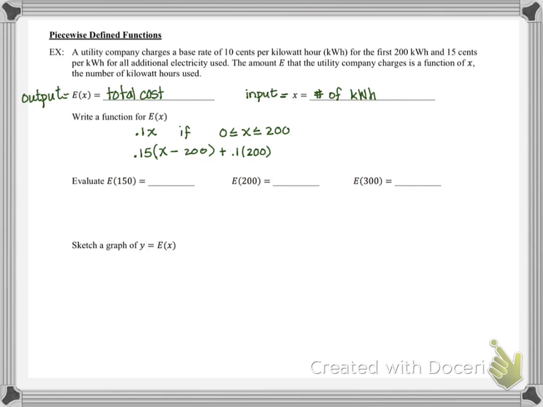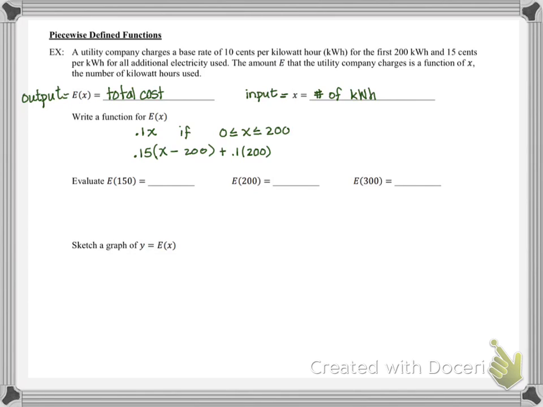Because I only want to pay 15 cents for the number of kilowatt hours over 200 that I used. So if I use 300 kilowatt hours, I wouldn't pay 15 cents times 300. I would pay 15 cents times 100 because I used 100 more than the initial 200 that I already paid for. So think about it this way. If you use 300 kilowatt hours, how many kilowatt hours do you have to pay 15 cents for? Just 100, right? So 300 minus 200 is how we get that 100. So we're taking off what we already paid for.